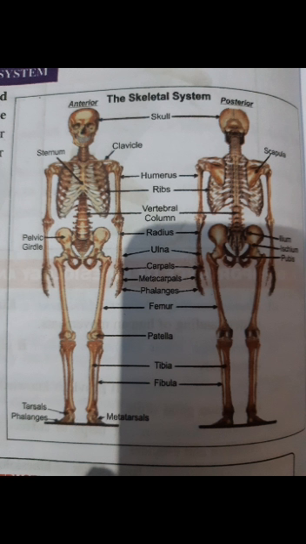Next is flat bones. What are flat bones? Flat bones have a broad surface. They mostly protect our organs and give attachment to muscles, like the sternum, scapula, etc. What do they do? They protect our organs and give attachment to the muscles.